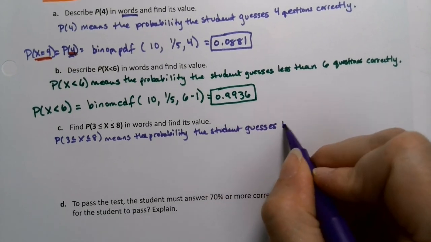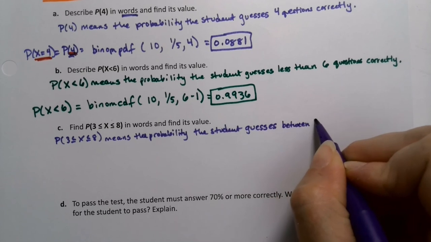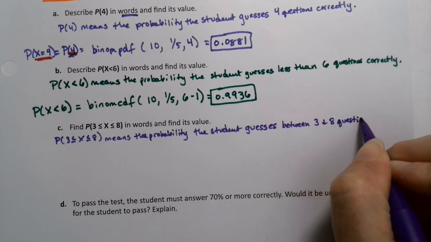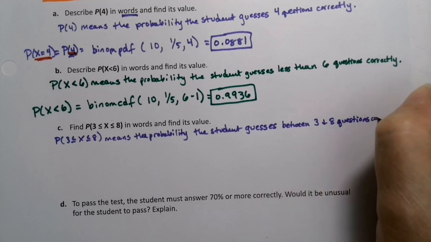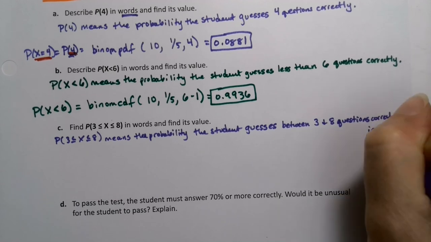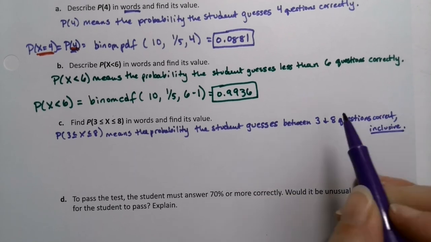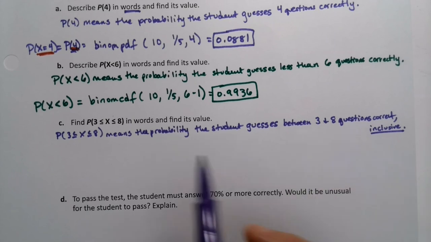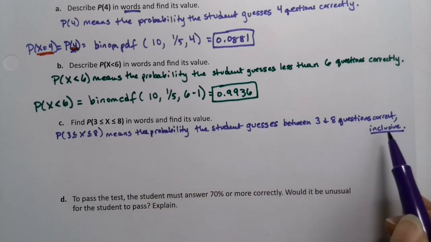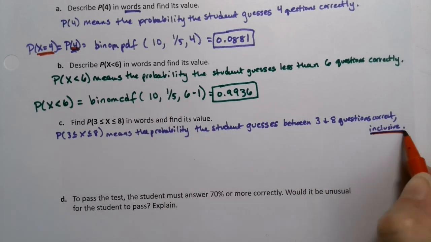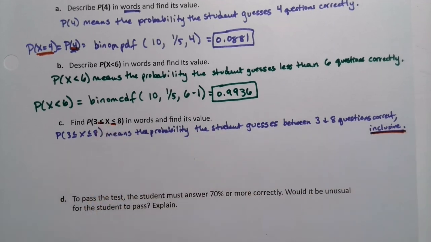Student guesses between 3 and 8 questions correctly. And I'm going to say inclusive. What that means is 3 and 8 are included, right? Between 3 and 8 implies 4, 5, 6, and 7. So I want between 3 and 8, including 3 and 8. That's why there's those less than or equal to signs. That's what that word means. Might want to make a note of that, right? So inclusive means equal to right there.